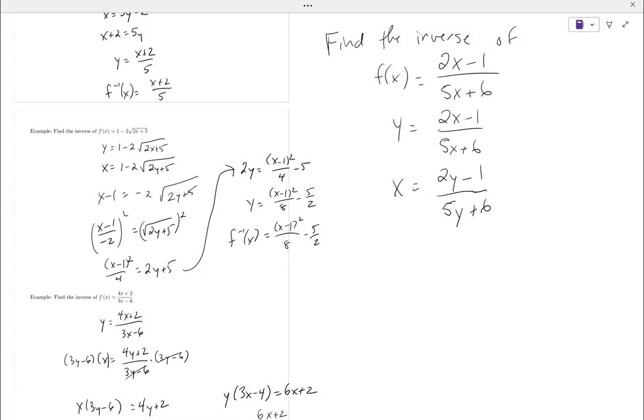We need to get y by itself, right? The next step in finding an inverse is to get y all by itself on one side of the equation. To help us out with that, what should we do first? Good, yeah, multiply both sides by the 5y plus 6 to clear that fraction out. So we get x times 5y plus 6 equals 2y minus 1 on the right-hand side.